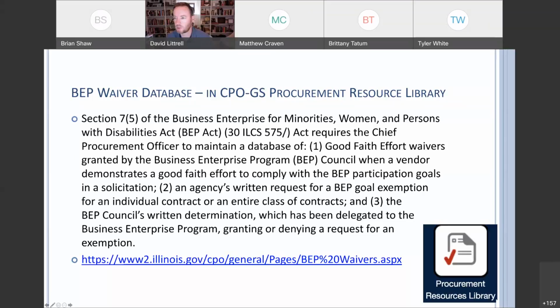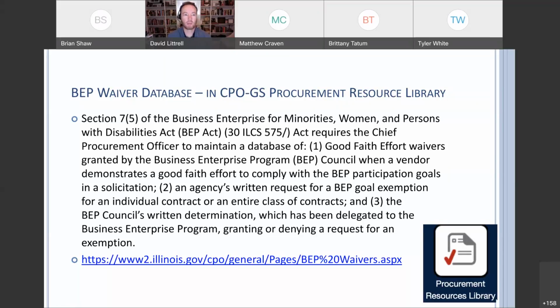Okay, so we have a couple questions here. Can you discuss a little about the difference between requesting an exemption when a zero goal is computed by BEP and a good faith effort? Are they unique? Great question. So if the goal was computed by BEP at 0%, that means that there is 0% on that solicitation, which would mean none of this would be applicable.